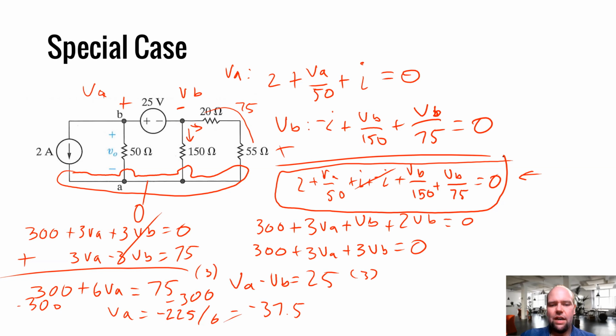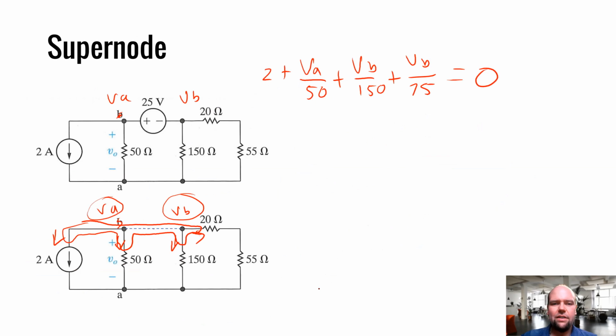VA over 2, VA over 50, VB over 150, VB over 75.